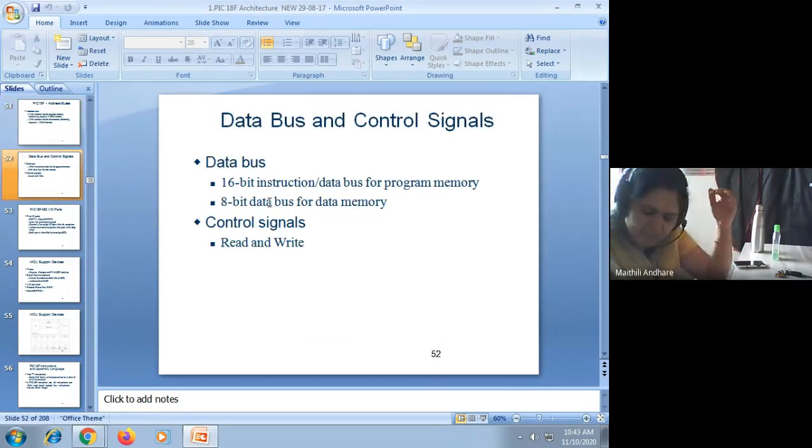So in 8051, a 16-bit address bus and 8-bit data bus were there because it has the von Neumann architecture. Program memory and data memory are the same, so only 2 buses are available. Here a total of 4 buses are available: 2 address buses for program and data memory, and 2 data buses for program and data memory. And the size is mentioned here.